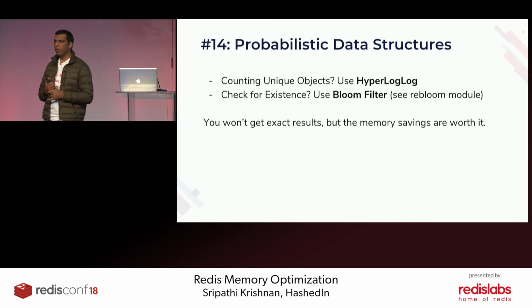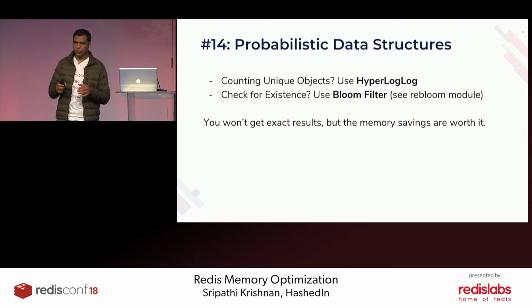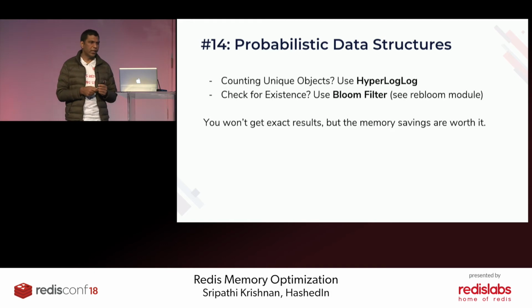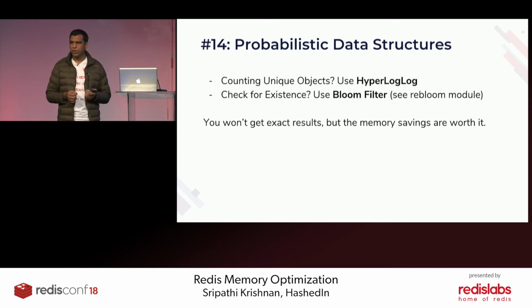The HyperLogLog is an inbuilt command in Redis, and it lets you count the number of unique objects. So for example, you want to count how many different unique IP addresses made API requests to my web server in a given time period, right? HyperLogLog is great for that, right? You could have stored each IP address into a set, and then done a cardinality of that set. But instead, if you just put it into a HyperLogLog, it will give you a count.